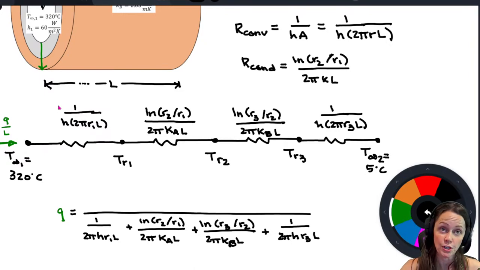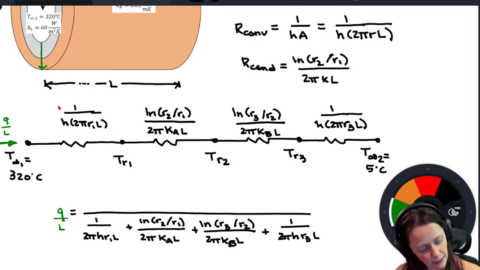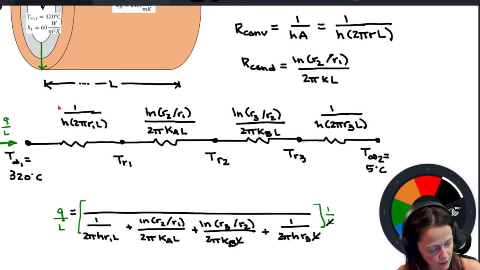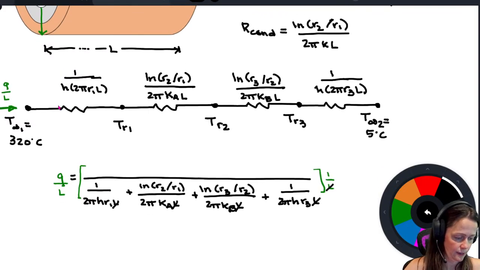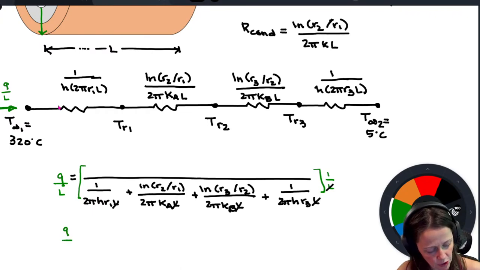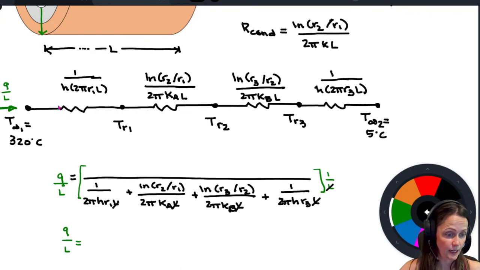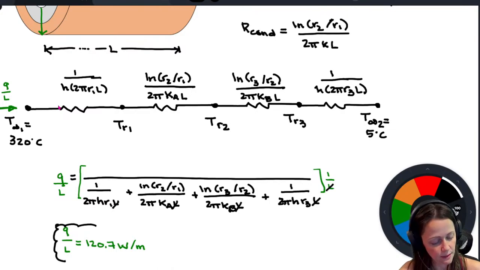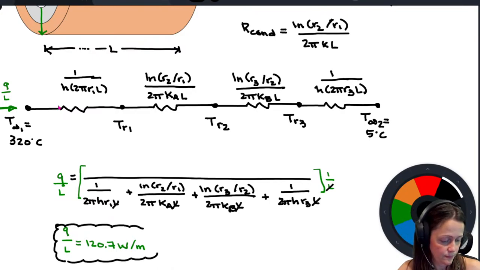And of course, I'm not interested in Q. I'm interested in Q per unit length, so I'm going to multiply both sides by 1 over L. It will not matter that I don't know those L's. All right, so it really is plug and chug at this point. So I end up getting 120.7, and this is going to be in terms of watts per meter. Perfect. Awesome.